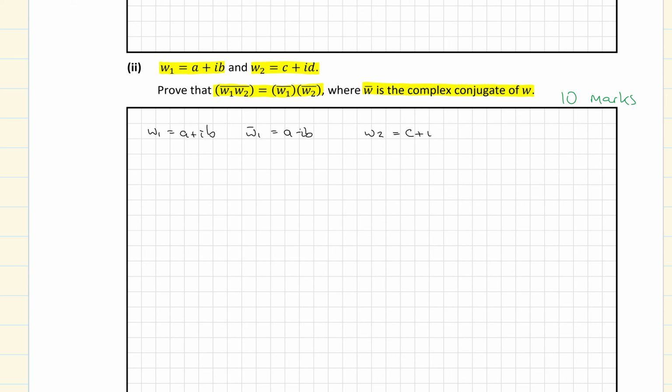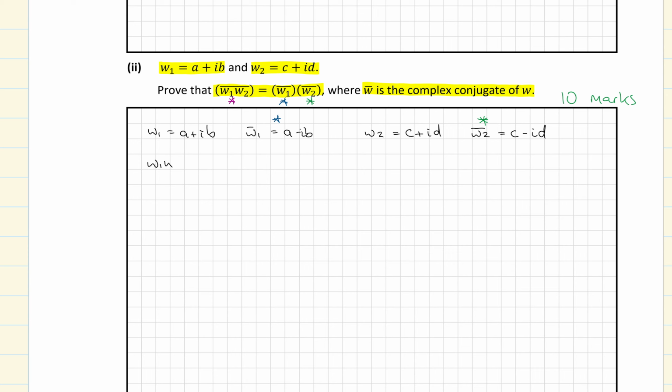W2 is c plus id. The conjugate of it will be c minus id. Okay, so that's this part here. I found it. And now we need to work on this part here. That'll be our work here.